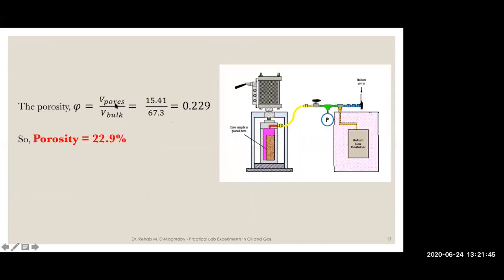If you divide this pore volume that you obtained over the bulk volume, you will get the porosity to be 22.9%. So the porosity is expressed as a volume fraction. So in this case, volume over volume. So it's a volume fraction that can be expressed as a volume percent.